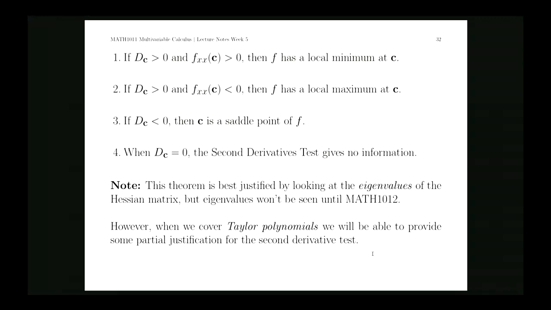If the determinant is less than 0, then no matter what sign the entry in the top left is, we say that is a saddle point. In other words, it's neither a max nor a min, but we don't do any further investigation. There's no concept of an inflection point and things like that for functions of several variables. And just like for a function of a single variable, if the determinant is 0, the test is inconclusive.